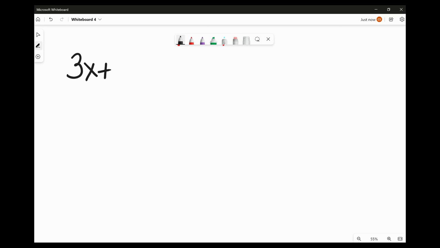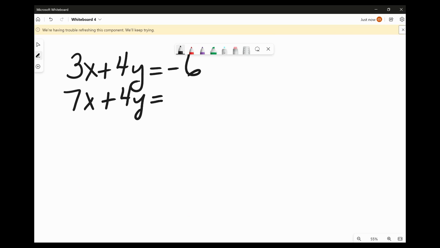So let's say we have this one, 3x plus 4y equals negative 6. And then I have 7x plus 4y equals negative 14. Now, if you add your x's down, you get 10x. You don't get 0, so that doesn't help us. And if you add your y's down, you would get 8y. That doesn't help us. So I have to multiply one of the equations, or sometimes both of the equations, by another number in order to make it so that when you add down, you're going to get a 0.